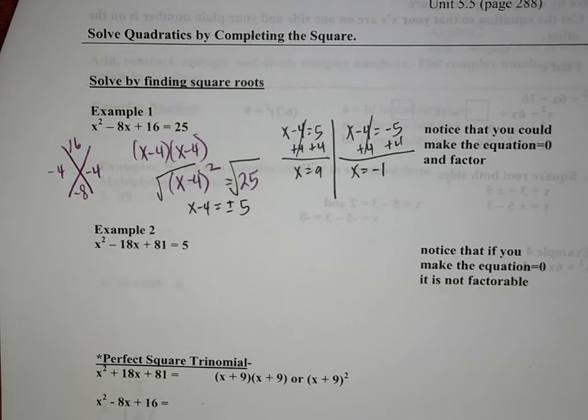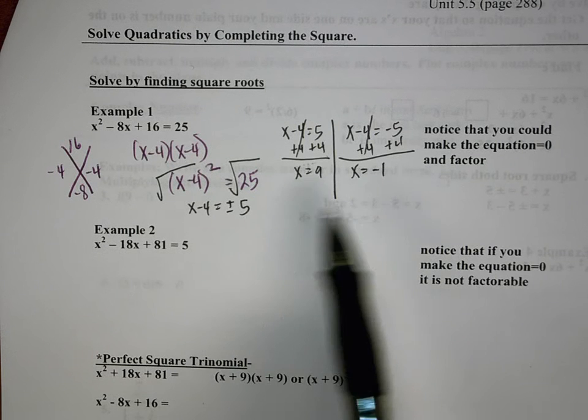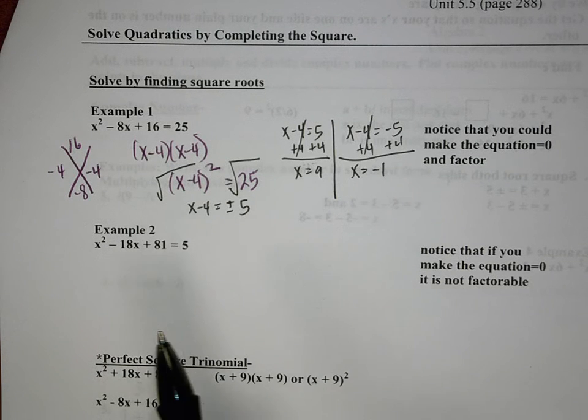Now on this one, you could have subtracted 25 to make it set equal to 0, and you would get the same answers of 9 and -1. But what we're doing today is we want to end up making squares and solving them. Okay? So on example 2, and do you guys want, maybe I should show you.